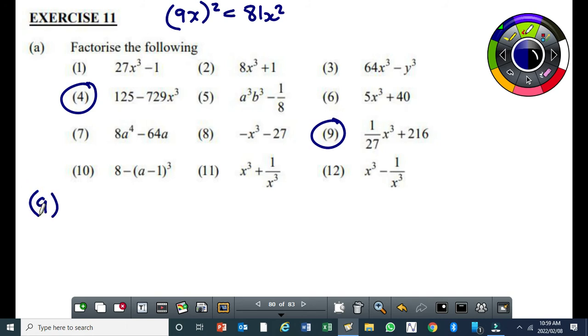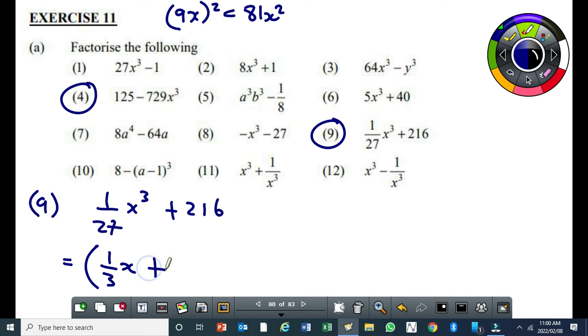Number 9, you have 1 over 27x cubed plus 216. Now, is 216 a perfect cube? What's the cube root of 216? It's a 6. So what this means is, our answer will be, first, what is the cube root of 1 over 27? 1 over 3. Cube root of x cubed is x. There's a plus there, you put a plus. Cube root of 216 is 6. You see that it's easy.